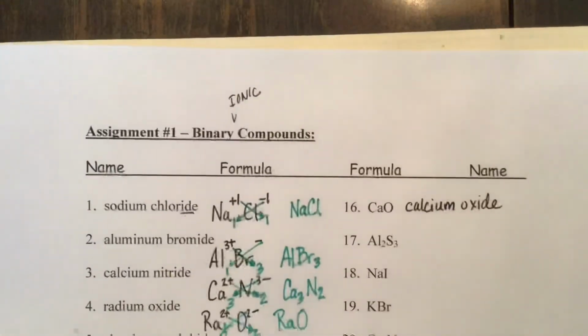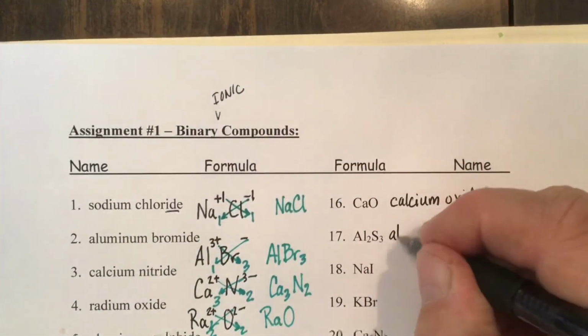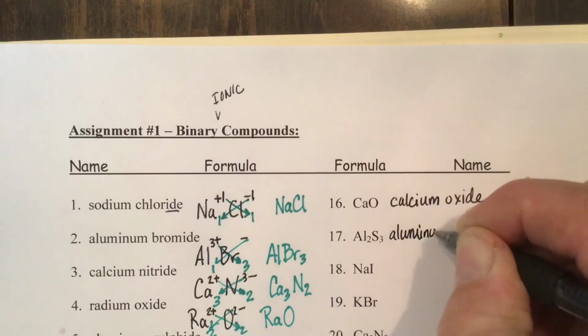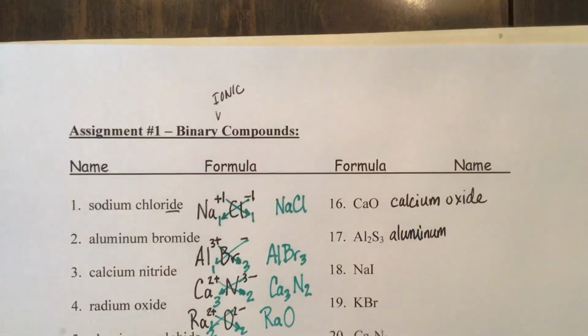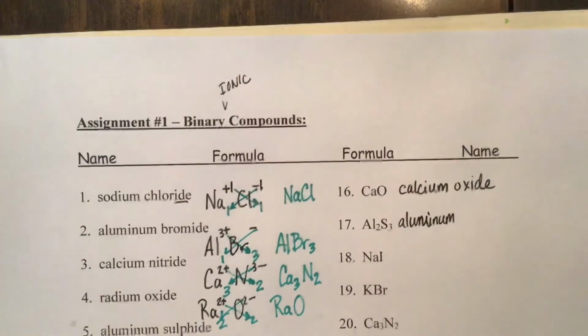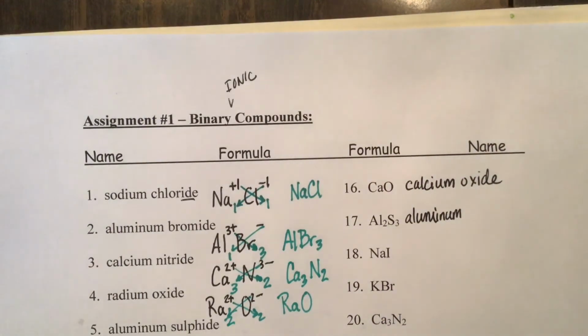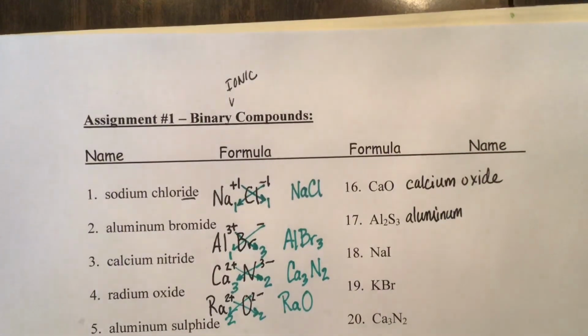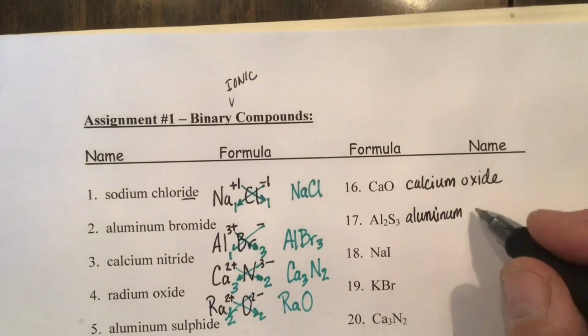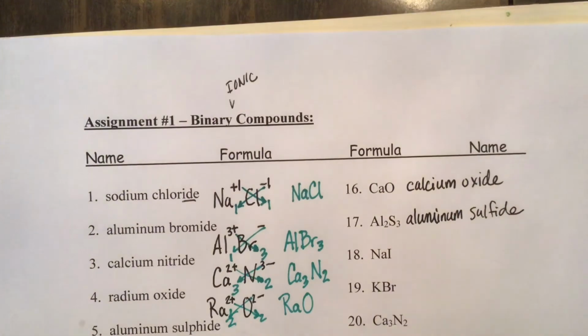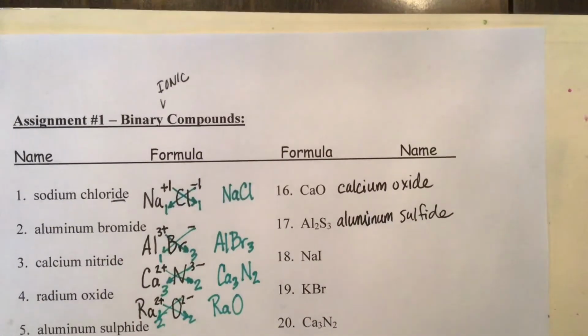So what's Al? Aluminum. Unless you are from Australia, then it's aluminium. Are any of you from Australia? No. Okay. All right. And S is sulfur. Am I going to write sulfuride? No. I'm going to write sulfide. Yeah. And that's it. That's so easy to do.